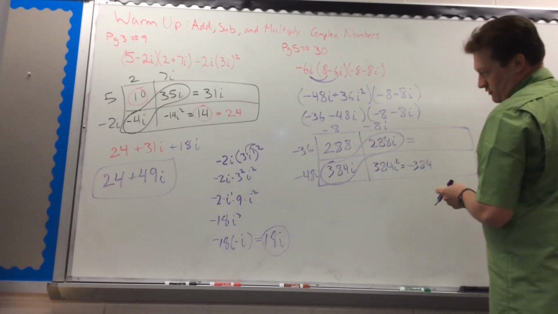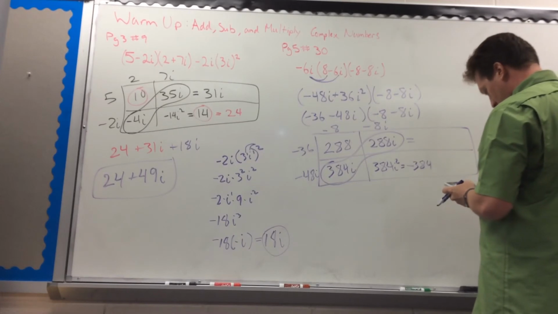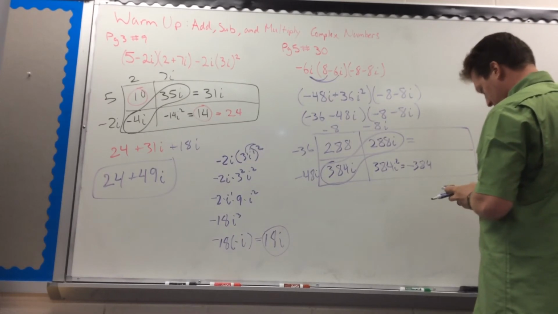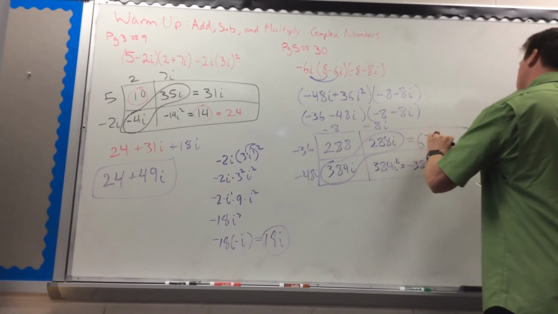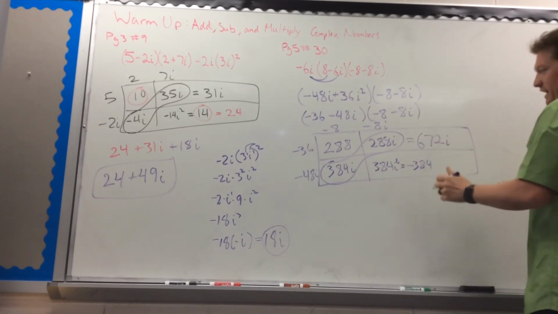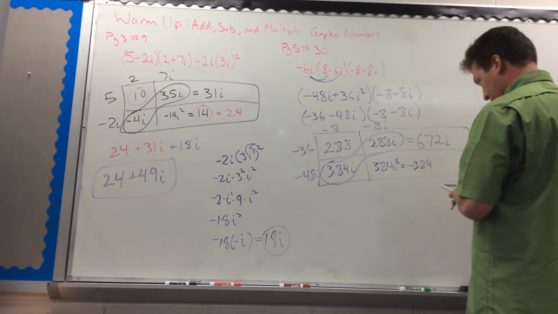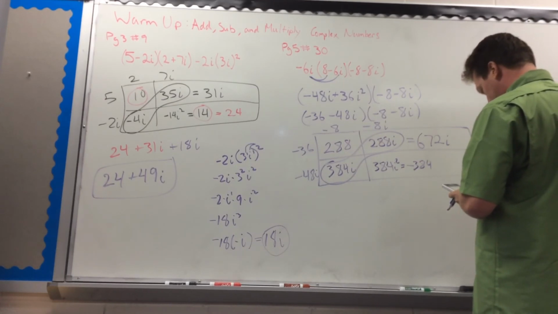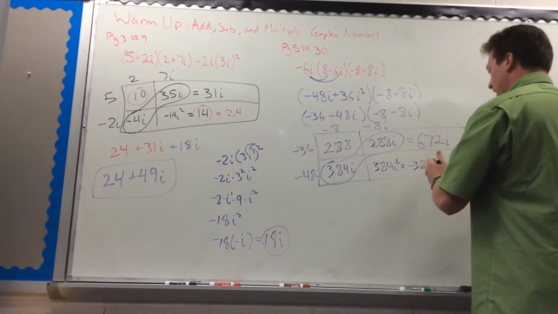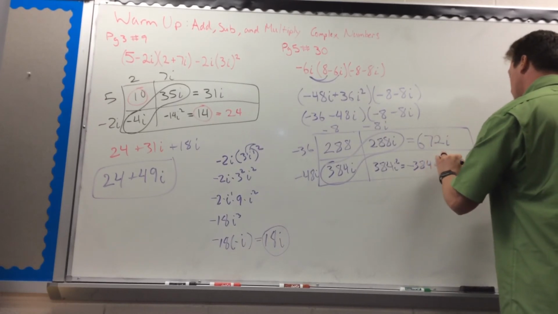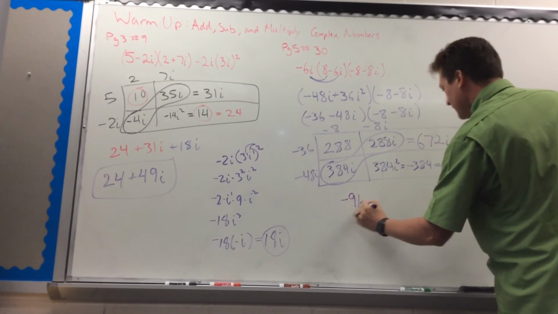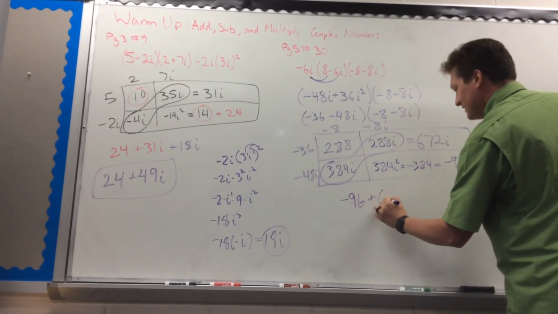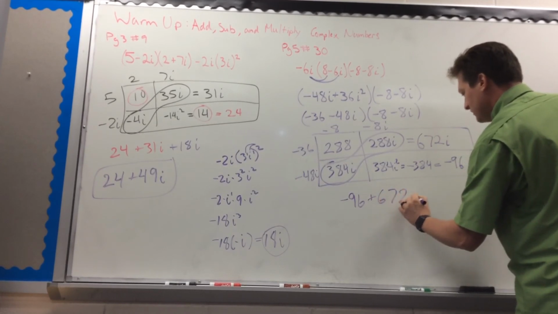That's going to be 384 plus 288. We got 672i. And then here I've got 288 minus 384, which is negative 96. So my final answer here is negative 96 plus 672i.